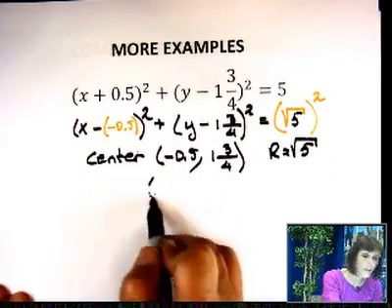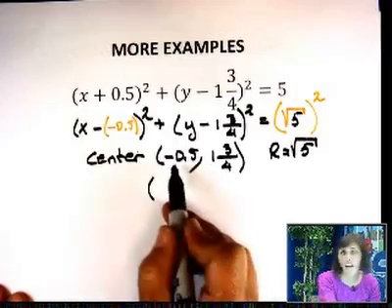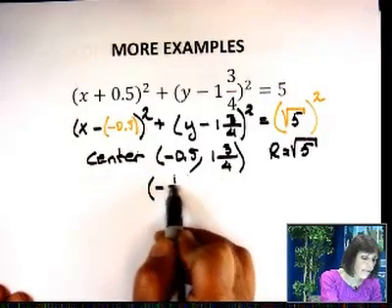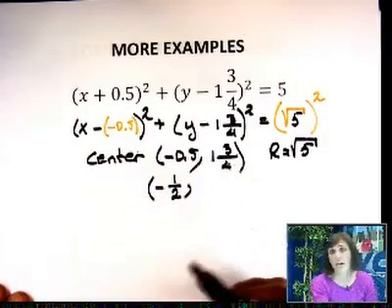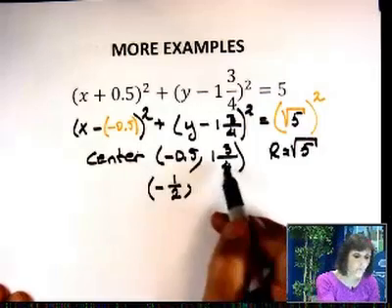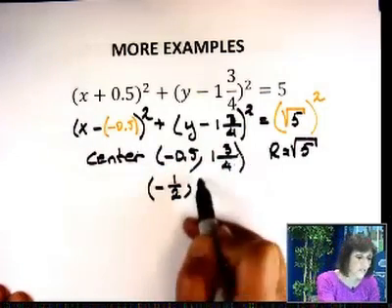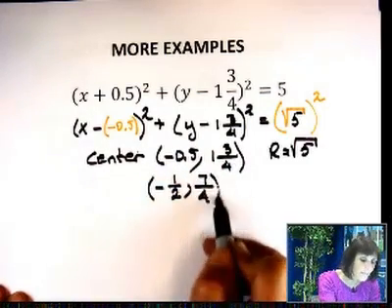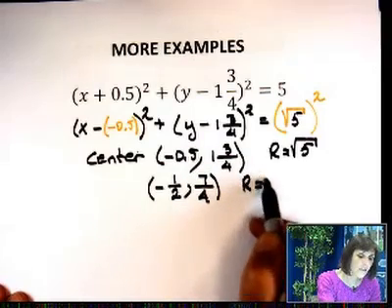I can put it any which way. I can play with it. In the fraction form, negative 1/2. I can put it in the improper fraction form. 4 times 1, 4 plus 3, 7/4. It does not matter. Your radius is root 5.